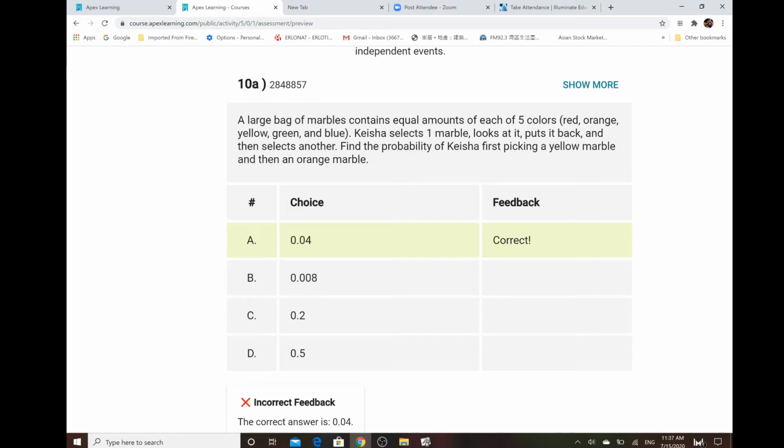That's for the first one. And then after that, you put it back and select another. So the other one would be considered 1/5 as well. 1/5 times 1/5 is 1/25, which as a decimal is 0.04. But let me check one thing real quick.